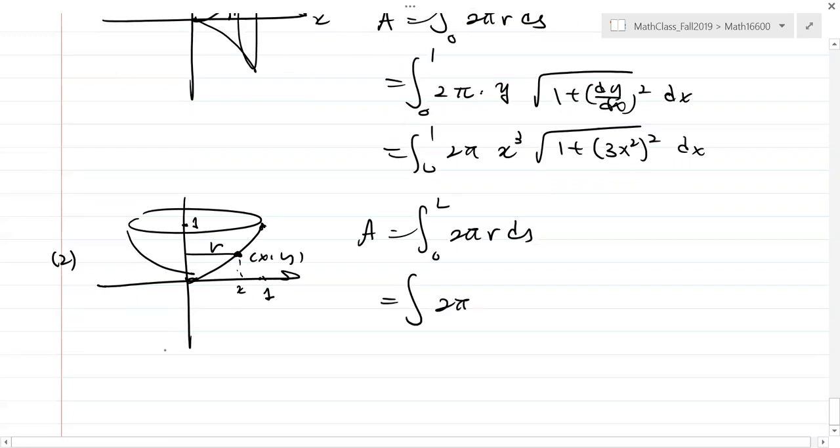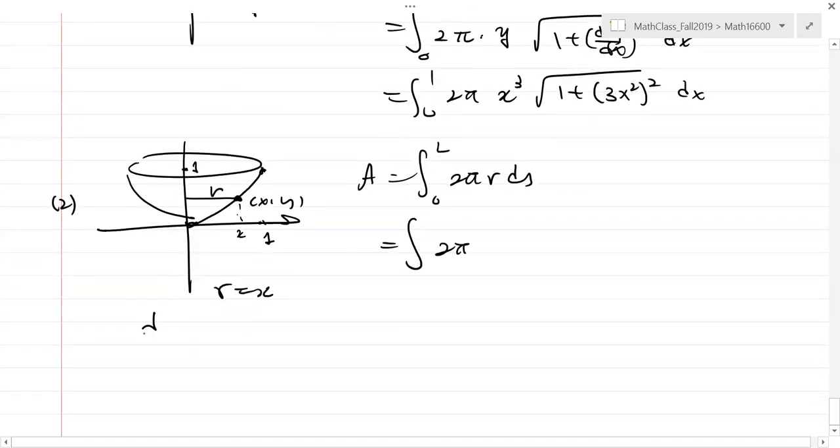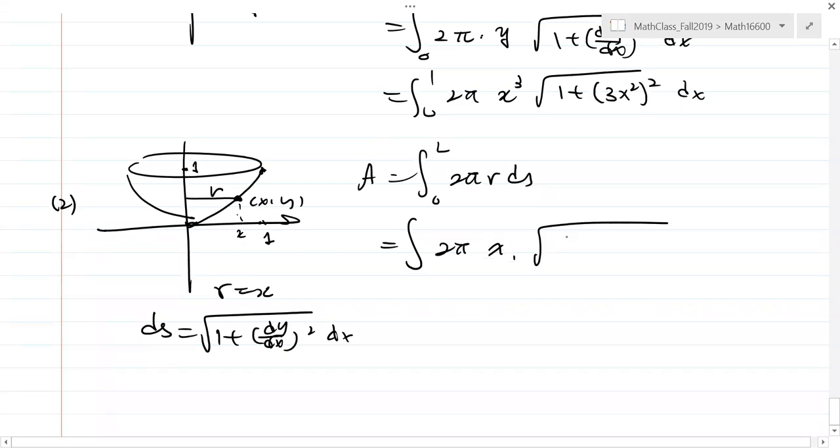It's 2 pi, and R is going to be x here, right? And ds, if we take dx out, will still be the square root of 1 plus dy over dx squared. So then it will be the integral of 2 pi x times the square root of 1 plus dy over dx squared, dx.